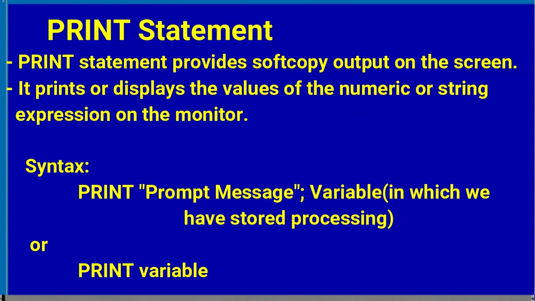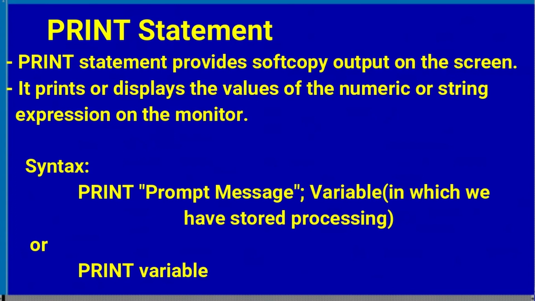The print statement provides soft copy output on the screen. We know there is hard copy and soft copy; soft copy means it is just on the monitor. So print provides output just like a soft copy. It prints or displays the values of a numeric or string expression on the monitor, the values of the numeric or string in which we are doing the program. That value is displayed on the monitor.